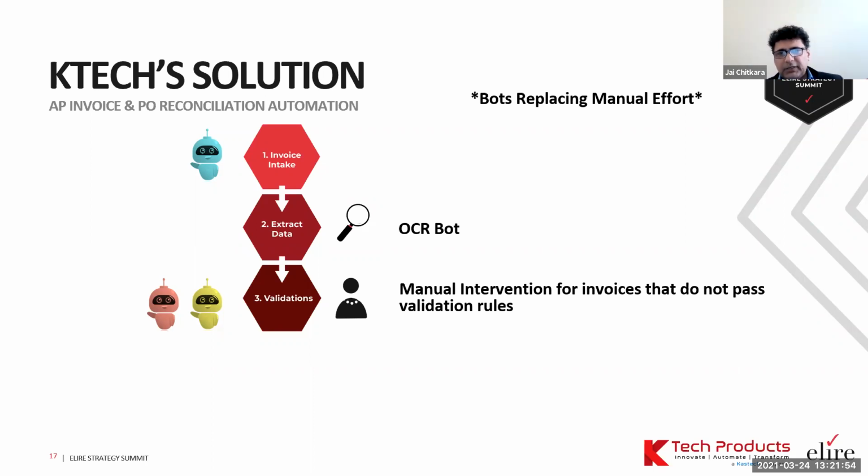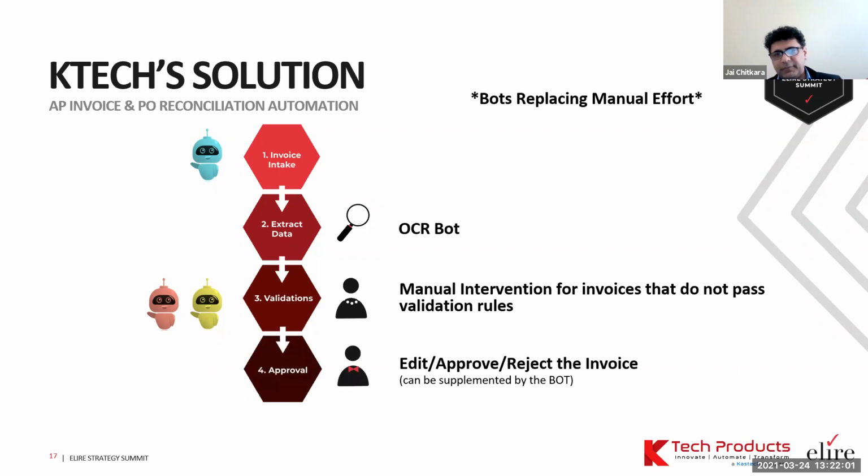There could be n number of those combinations where a manual intervention is needed for the invoices which do not pass the validation rules, right? Anyway, it's going to go through a validation, or an approval or editing process, either by the bot or by a human being, which could be the AP team, or the departmental manager, right?